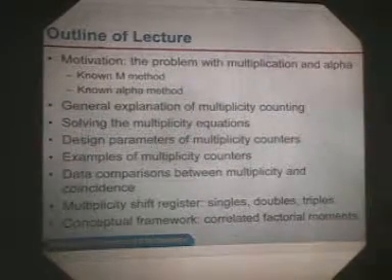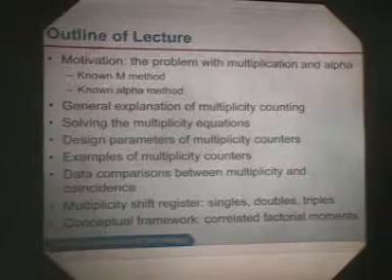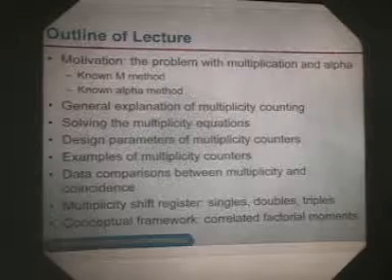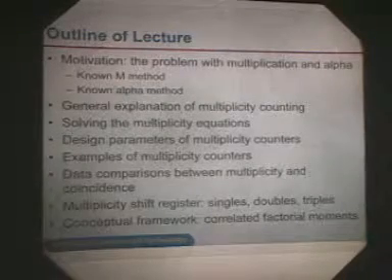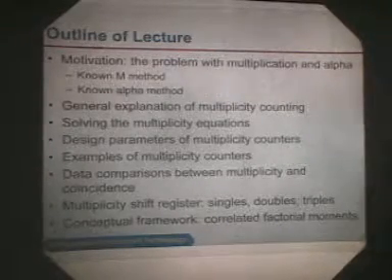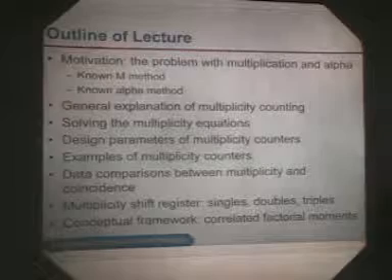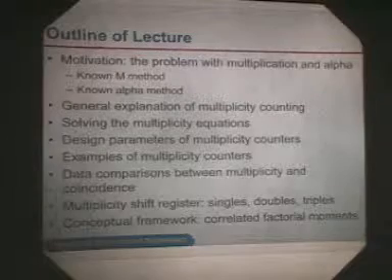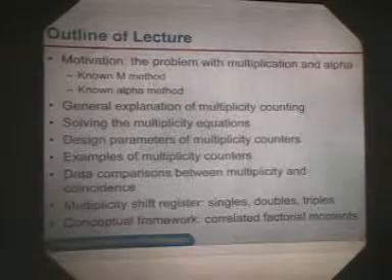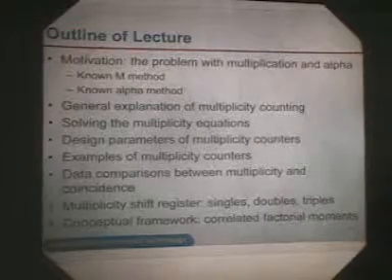So I'm then going to move into a general explanation of what multiplicity counting is, show how you solve the multiplicity equations. Again, I'm going to stipulate those equations without deriving them. That'll be the subject of the next lecture. The design parameters for multiplicity counters, examples of multiplicity counters, lots of data comparisons showing how great multiplicity counting works, and then how the multiplicity shift register works mechanically. What is the actual mechanics of how a multiplicity shift register works? And then I'm going to finish with a conceptual framework, just conceptual, of what correlated factorial moments are, and more importantly, why we use factorial moments at all, which was one of the things that always confused me.